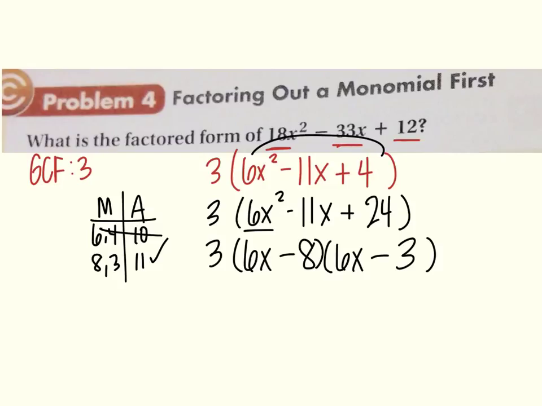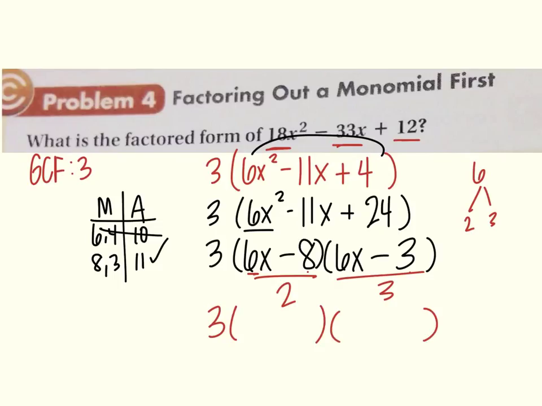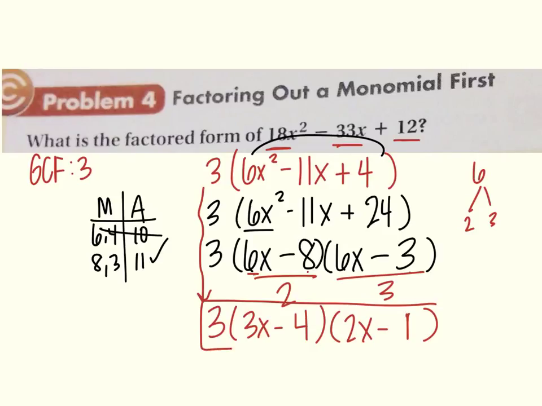Now you have to divide out the first number. Since 8 and 3 are not both divisible by 6, you're going to divide by the factors of 6, which are 2 and 3. Leave the 3 out front the whole time. It just goes all the way down. 6x divided by 2 is 3x. 8 divided by 2 is 4. 6x divided by 3 is 2x. 3 divided by 3 is 1. And there's your answer.